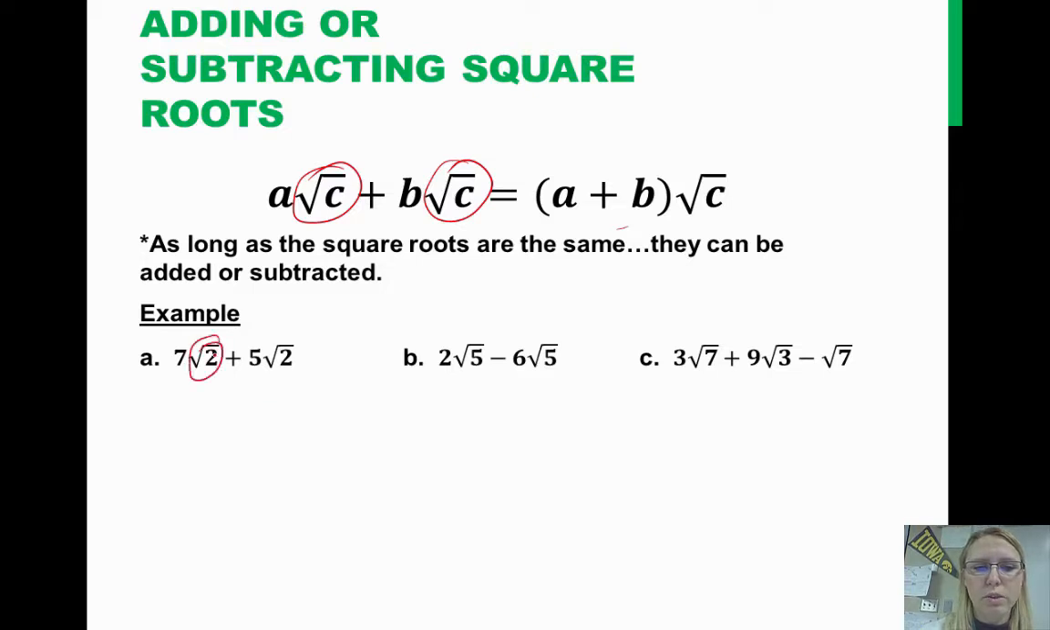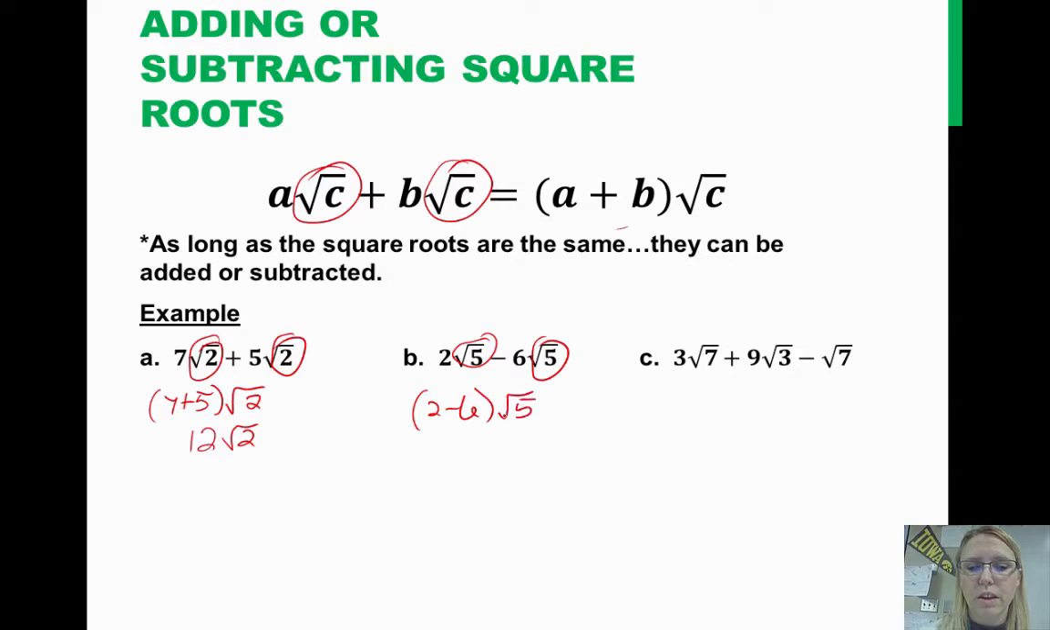Notice that the square root of 2 is the same. So I can rewrite this as 7 plus 5 square root of 2, which happens to be 12 square root of 2. Same with this one. We have the square root of 5 here. So I can say 2 minus 6 square root of 5. So this would be a negative 4 square root of 5.